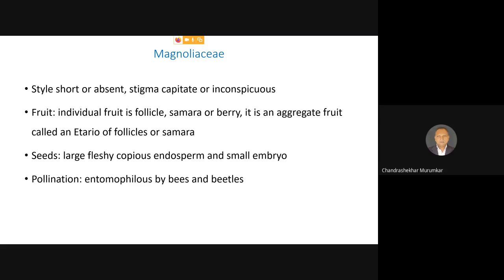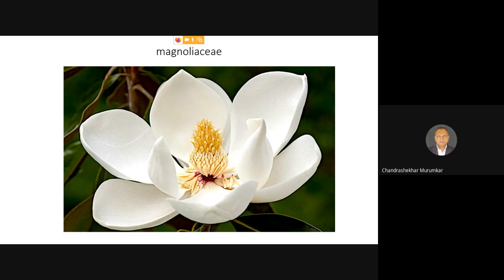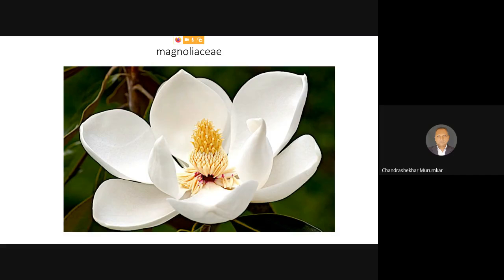When we are discussing these characters, now let us see the images. Now see this flower. This is a typical flower of Magnolia. You can see the leaves in the background, and then you can see the fleshy perianth. The perianth is not arranged in a cyclic manner. On the contrary, you can see they are arranged in a spiral manner, and that's why you cannot draw the estimation for this.